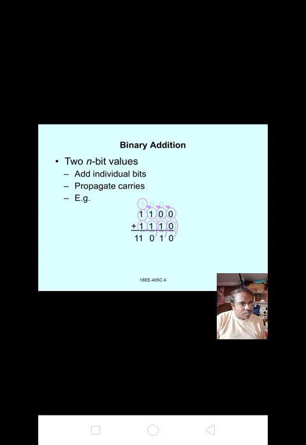Okay, must remember that. Once again, you tell: 0 plus 0, 0. 0 plus 1, 1. 1 plus 0, 1. 1 plus 1, 1 0. 1 plus 1 plus 1, 1 1. 1 plus 1, 0, carry 1. You must tell like that. 1 plus 1 plus 1, 1, carry 1. Okay.